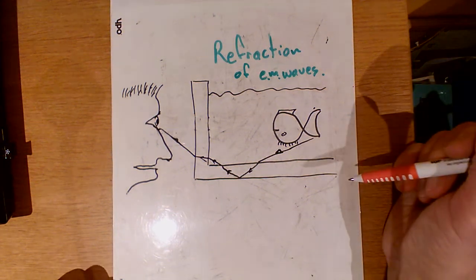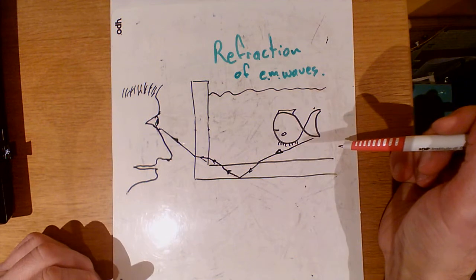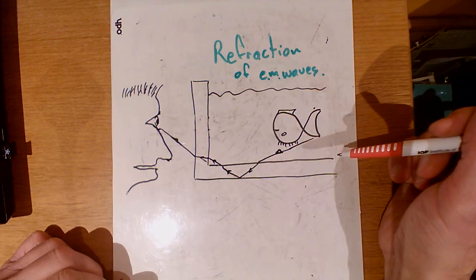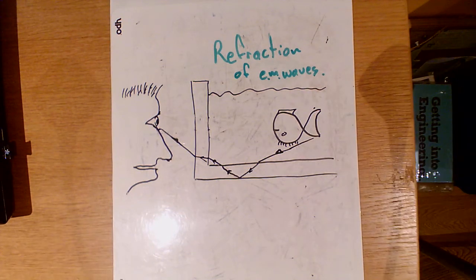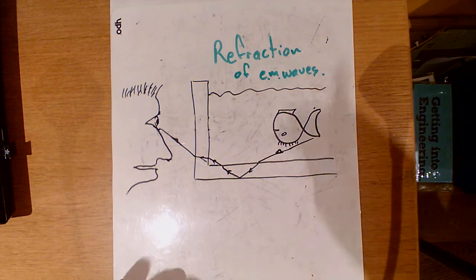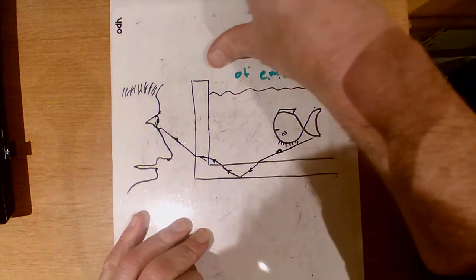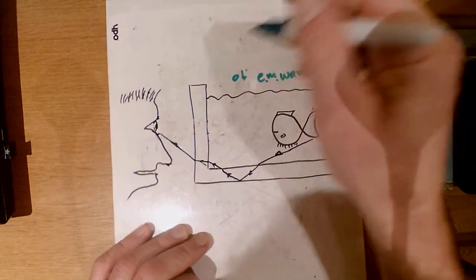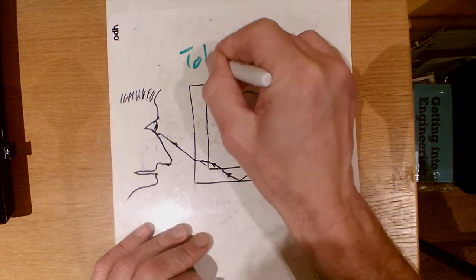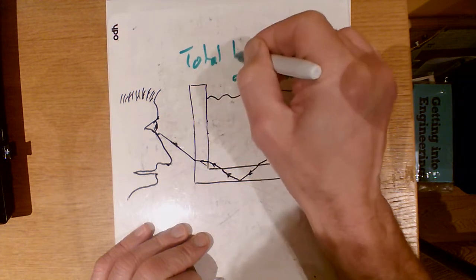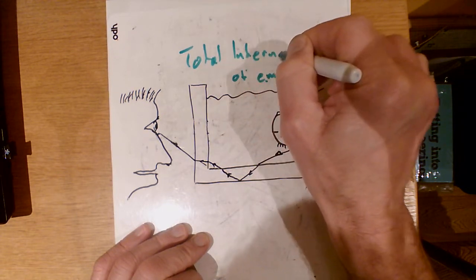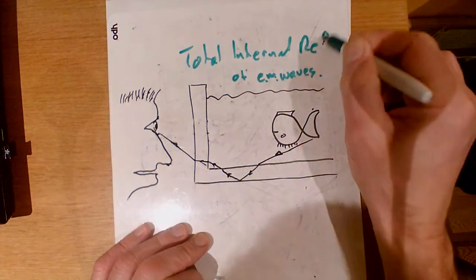Okay, section 4 of the waves chapter, that's chapter 9, takes us into a change. We are not looking at refraction anymore, we're actually looking at reflection, but actually we're not. So what we're going to look at in this section is total internal reflection.